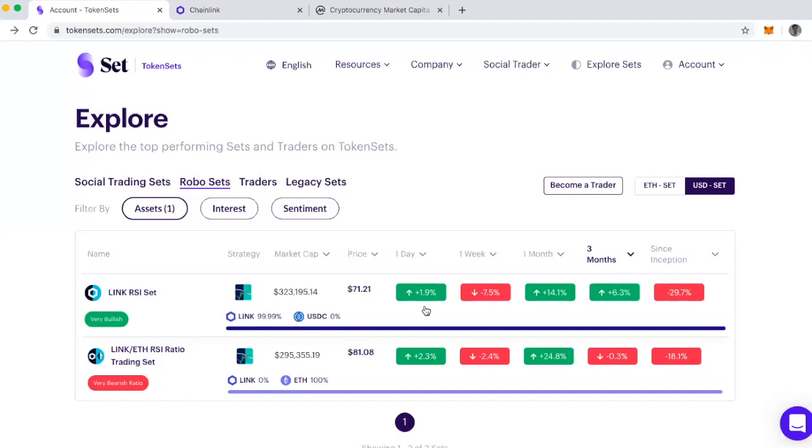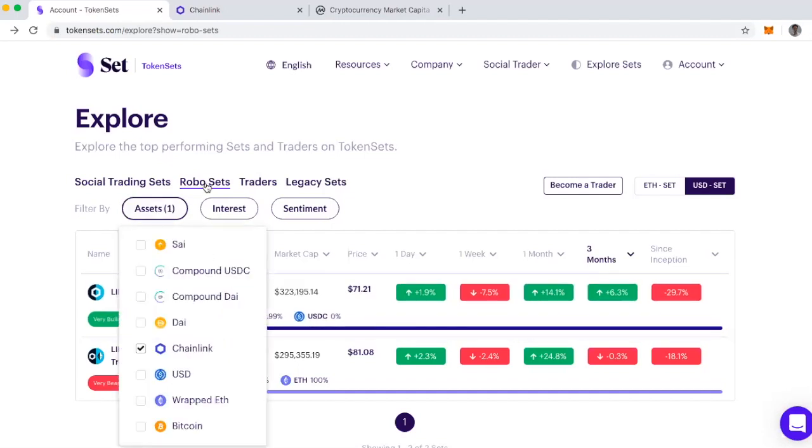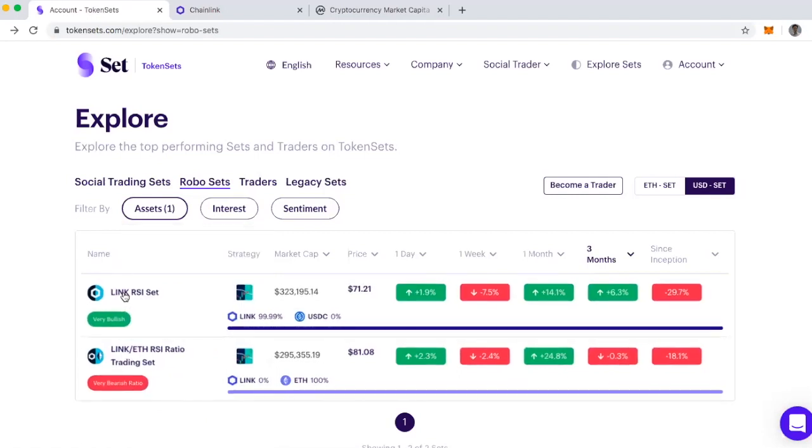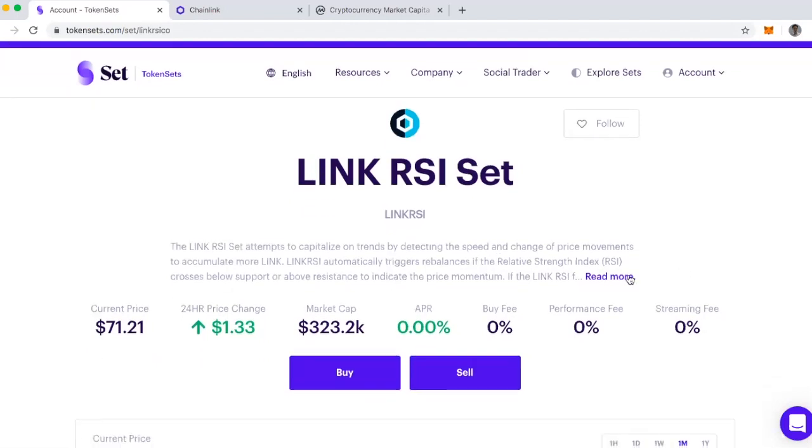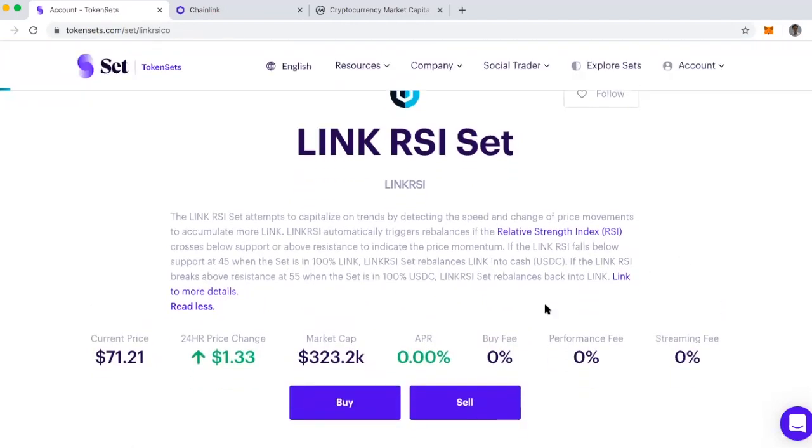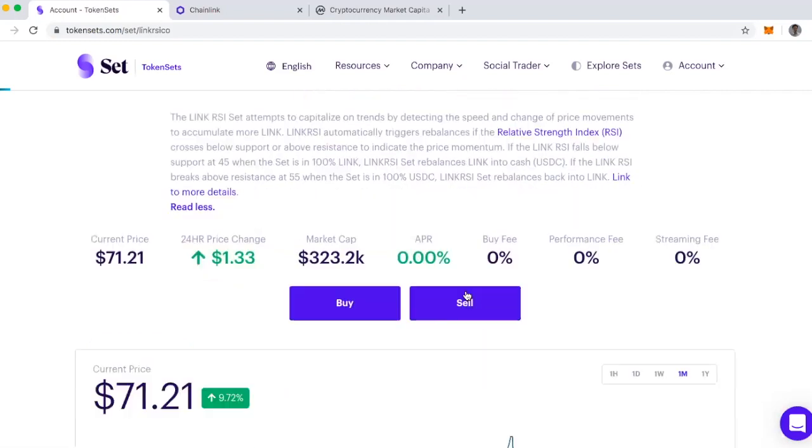Okay, so let's review the Robo Sets, or automated trading strategies, that are using the Link token. So I've gone here under assets, under Robo Sets, and I've chosen Chainlink. So now I've got all of these Link-based Robo Sets. And if we take a look at the Link RSI set, keep in mind this is a strategy that is automated but based on the relative strength index, RSI, of Link USD.